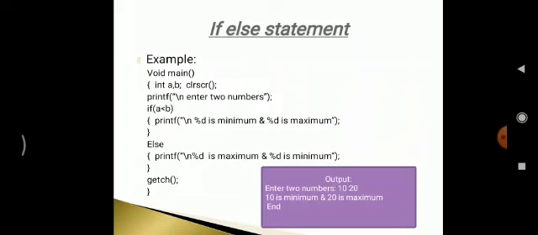But when this condition is not satisfied, the program directly jumps to the else and it prints a is maximum and b is minimum. We will also see this example later on the turbo screen. Now let's move to the final control statement of this video.